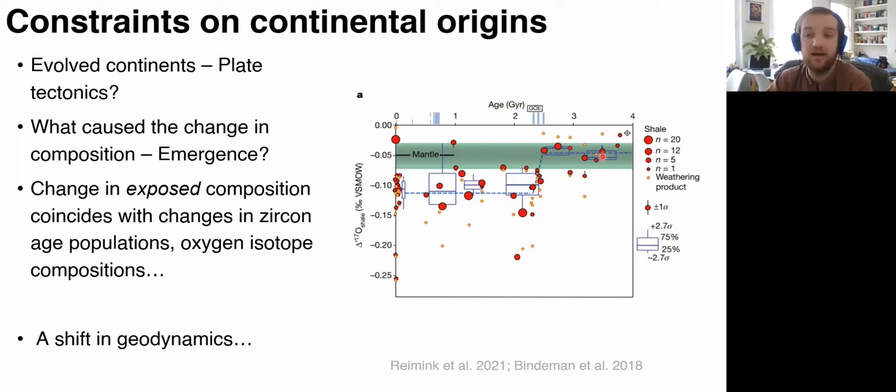This is the triple isotope composition of oxygen in shales. So again, another residual weathering product. And this also showed a shift around 2.5 billion years ago. So something's going on in the continents 2.5 billion years ago. And they argued that it's the onset of the hydrological cycle with the emergence of continents above sea level.